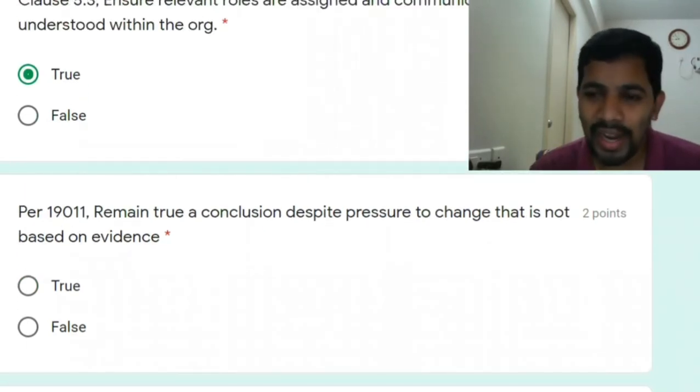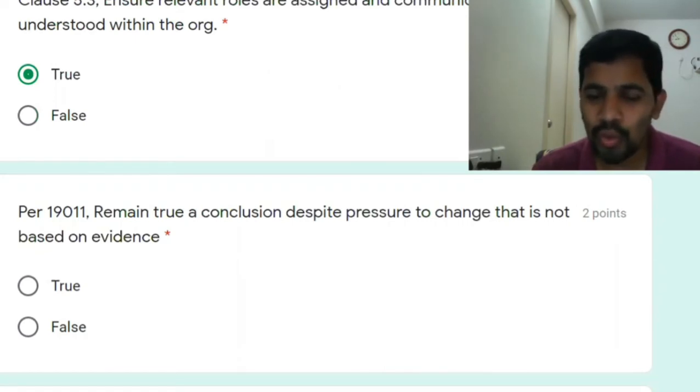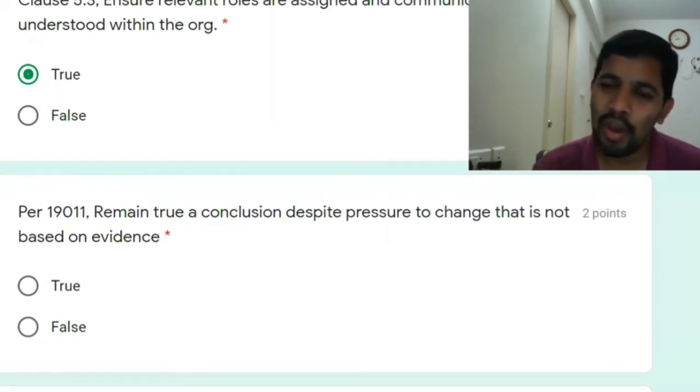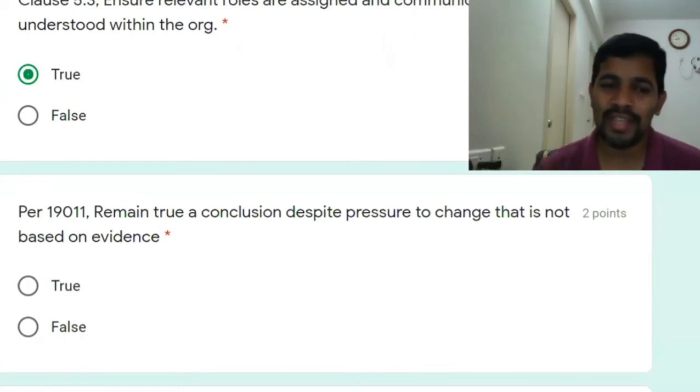As per 19011, auditing skills: remain true to a conclusion despite the pressure to change that is not based on evidence. For example, you have given an NC and the auditee claims that it is not an NC, but you have all the facts, figures and evidence to mark it as an NC, a non-conformity. Then you have to remain true to your conclusion. So the answer is true.